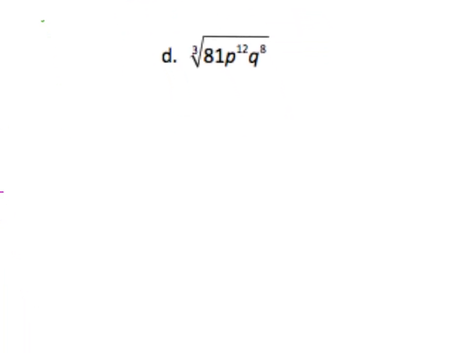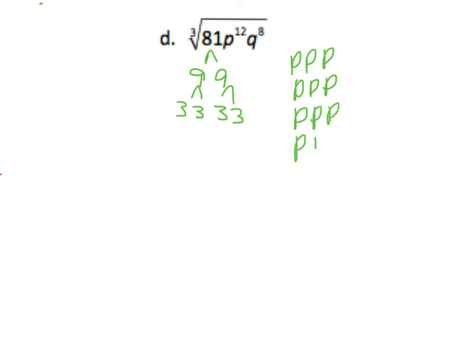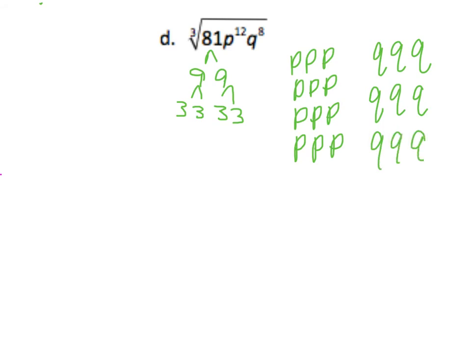All right, let's try D. We're going to simplify 81. I'm going to do 9 and 9. All right, and then I have 12 p's. 2, 3, 4, 5, 6, 7, 8. And I have 8 q's. Whoops, I did 9. One too many, got carried away.